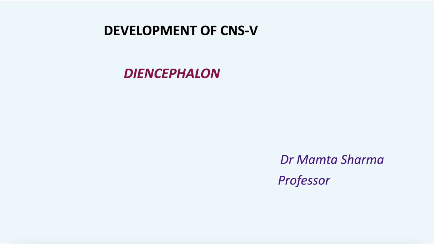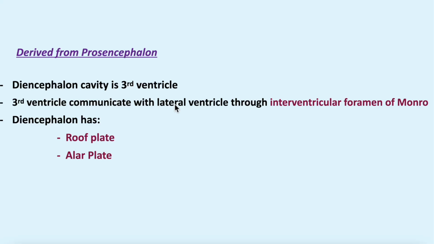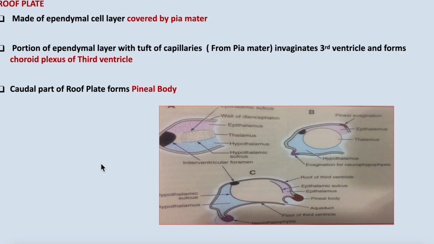In this lecture we will discuss the development of the diencephalon. So this diagram you are aware of. The diencephalon is derived from the prosencephalon. It is clear. The cavity of the diencephalon is the third ventricle, which communicates with the lateral ventricle through the interventricular foramen of Monro. Now developmentally this diencephalon has a roof plate and alar plate.